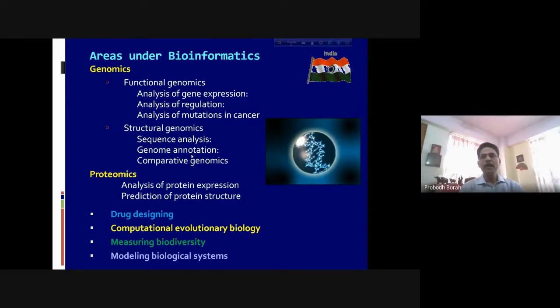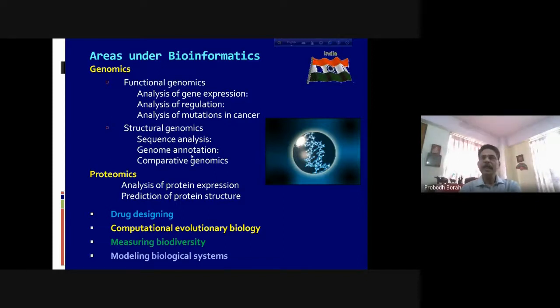Then comparative genomics means comparing the genome sequences between organisms, maybe between strains of the same species or different species. So this is called comparative genomics. Overall, sequence analysis, genome annotation, and comparative genomics are important components of structural genomics. Similarly, the functional aspect of gene structure and the nucleotide sequence is covered by functional genomics.